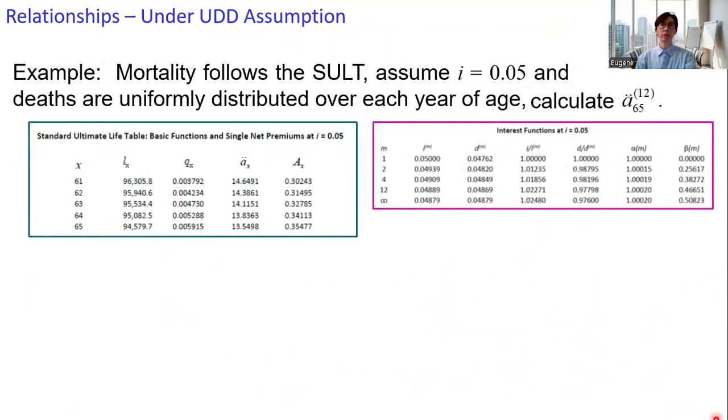Let's take a look at an illustration. Mortality follows the standard ultimate life table. Assume the interest rate is 5%, and deaths are uniformly distributed over each year of age. Calculate the monthly payment, M equals 12, A double dot 65.